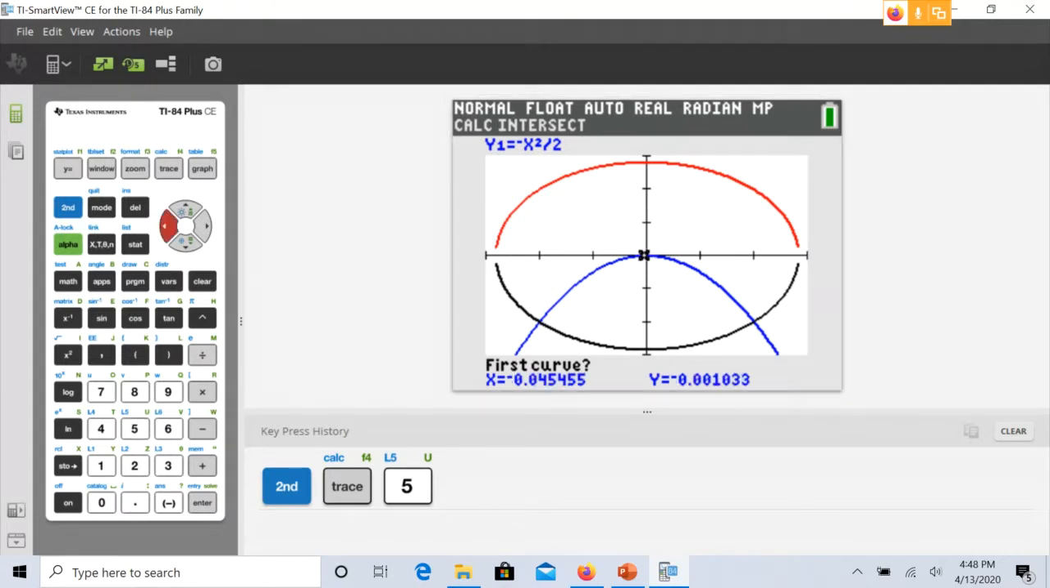I'm going to use my keypad and left arrow over closer to that intersection. I don't necessarily need to be on it, I just need to be somewhere near it, and then I can go ahead and hit enter.